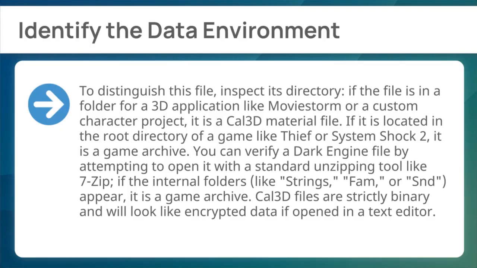If it is located in the root directory of a game like Thief or System Shock 2, it is a game archive. You can verify a dark engine file by attempting to open it with a standard unzipping tool like 7-zip. If the internal folders, like strings, fam, or snd, appear, it is a game archive. Cal3D files are strictly binary and will look like encrypted data if opened in a text editor.